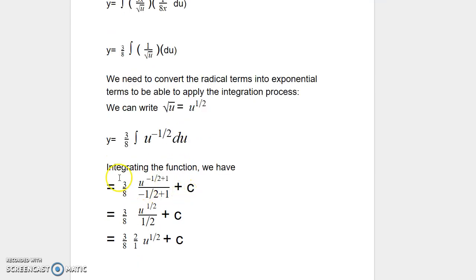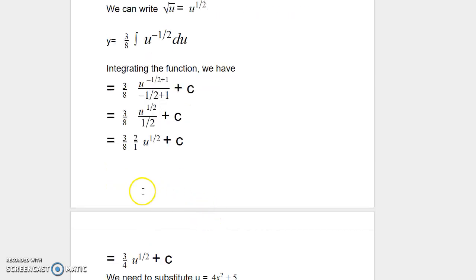Now we are ready to apply the process of integration and then simplify it as follows. 3 over 8 times u to the power of minus 1 half plus 1, divided by minus 1 half plus 1, plus c, where c is a constant of integration. So u to the power of minus 1 half plus 1 translates to u to the power of plus 1 half. In the denominator, we have minus 1 half plus 1, which translates to plus 1 half, plus c. We can simplify it some more.